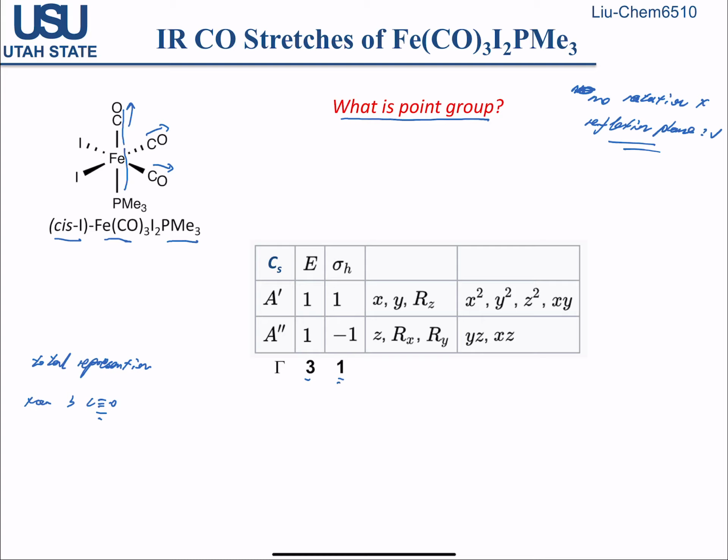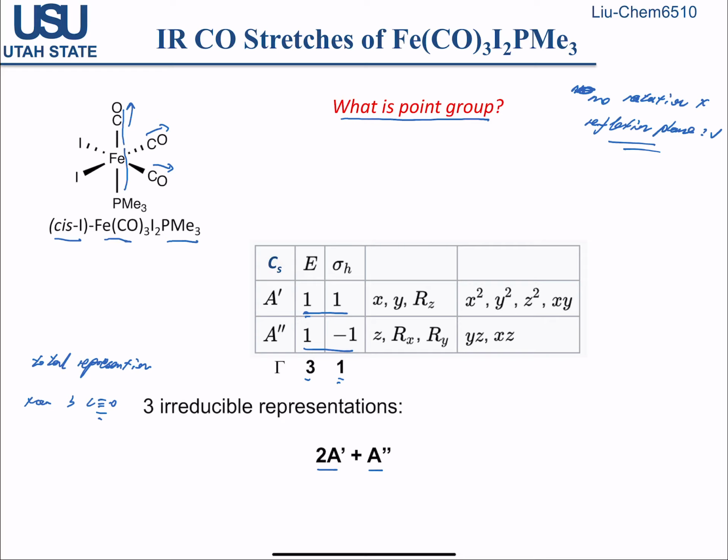Then you do reduction. So you just need to do reduction. So use the equation or simply use the correct values for A prime and A double prime. Then you can figure out that you are going to get 2 A prime plus 1 A double prime for this total representation. So that's very easy. In fact, that's very easy.